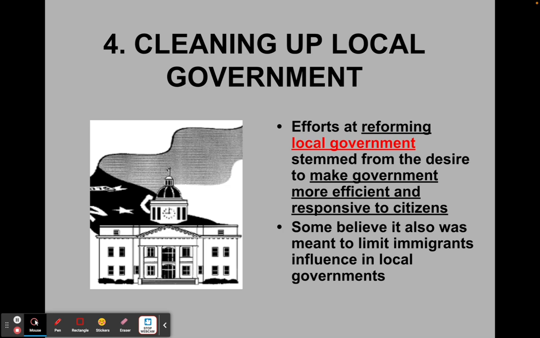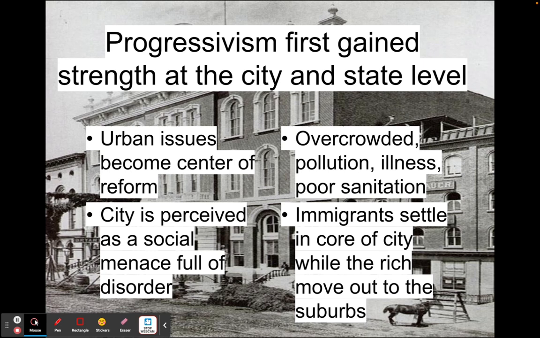Politically, the progressives need to firstly clean up local government. Local government at this time was extremely corrupt. It was very much a system where people rewarded their friends with jobs, and oftentimes did not really worry about listening to the citizens in towns and cities. You have large numbers of immigrants, and whose issue or job is it to control them or influence them in local governments? So progressives first gained strength at the city and state level.